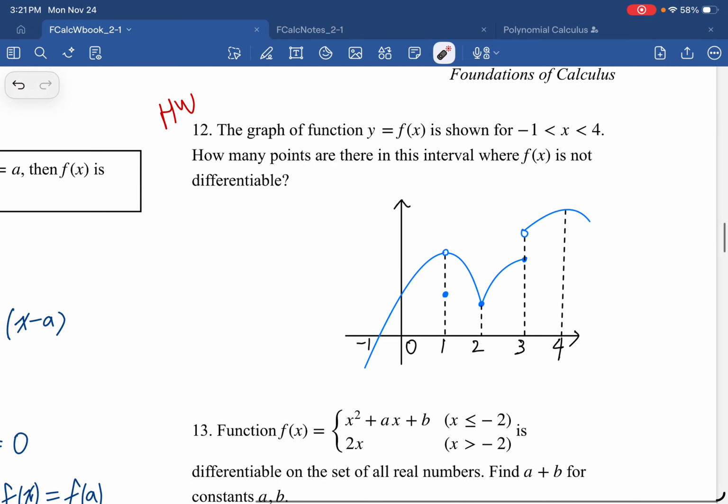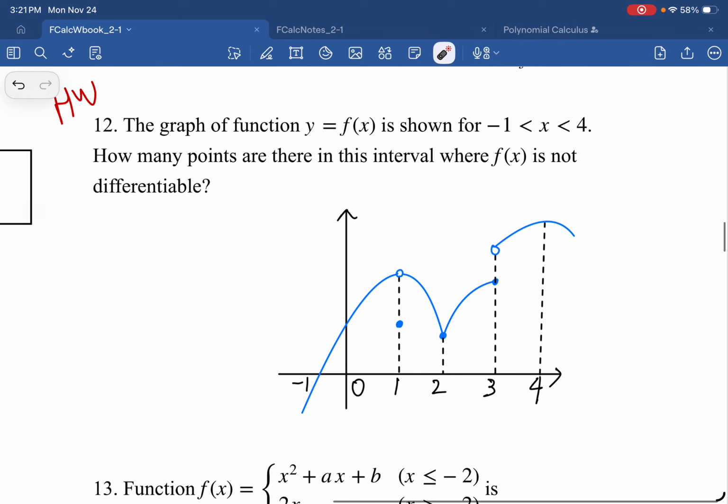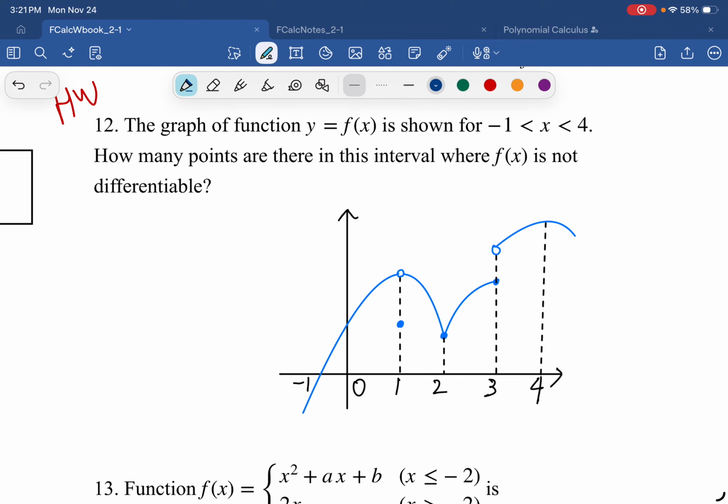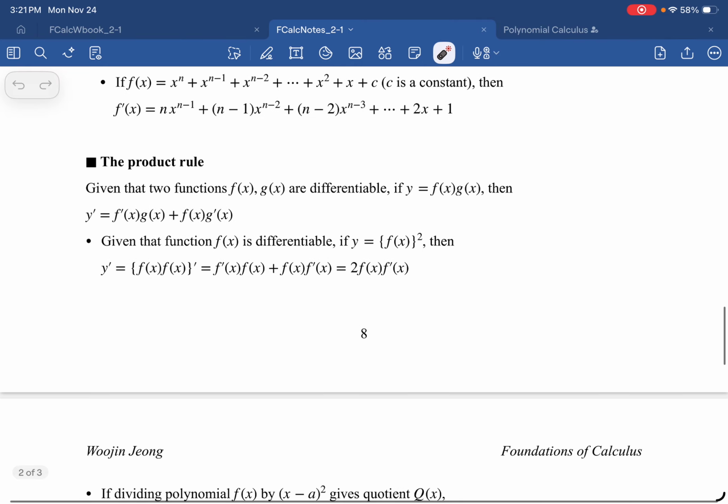All right, so number 12. How many points are there in this interval, greater than -1 and less than 4, where f of x is not differentiable, right? So number one, we should remember that if it's not continuous, it cannot be differentiable at all, because differentiability automatically means continuity. Did I introduce you guys to the contrapositive statement? Maybe not.